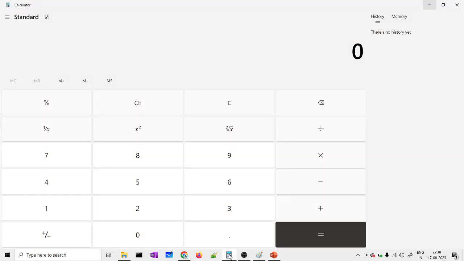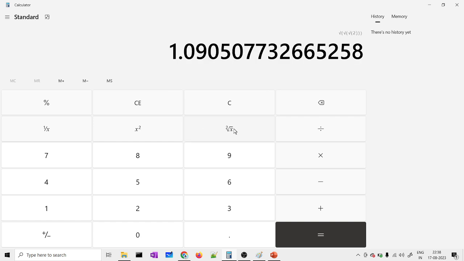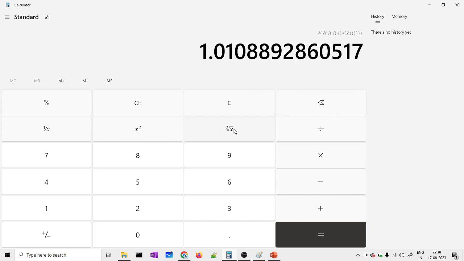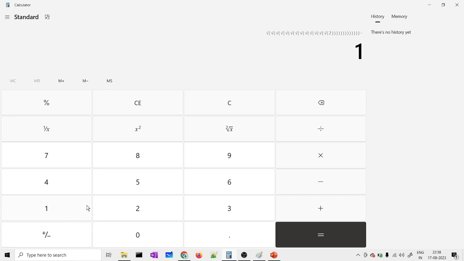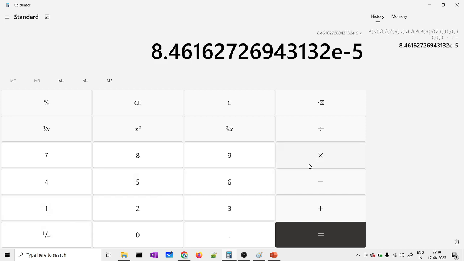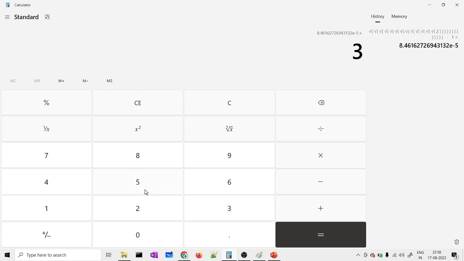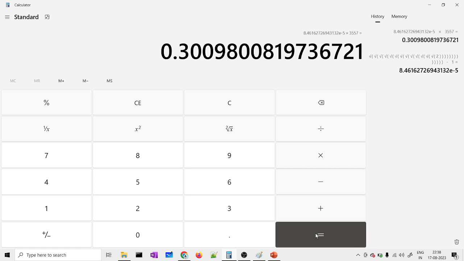Let us try to verify it here. I'll write 2 and then press the square root sign 13 times: 1, 2, 3, 4, 5, 6, 7, 8, 9, 10, 11, 12, 13. Then minus 1, and then multiply with what number? The number is easy to remember. Start from this 3, go to the middle 5 two times, continue in the same direction to 7. Then at the end press the equal sign to get the answer.